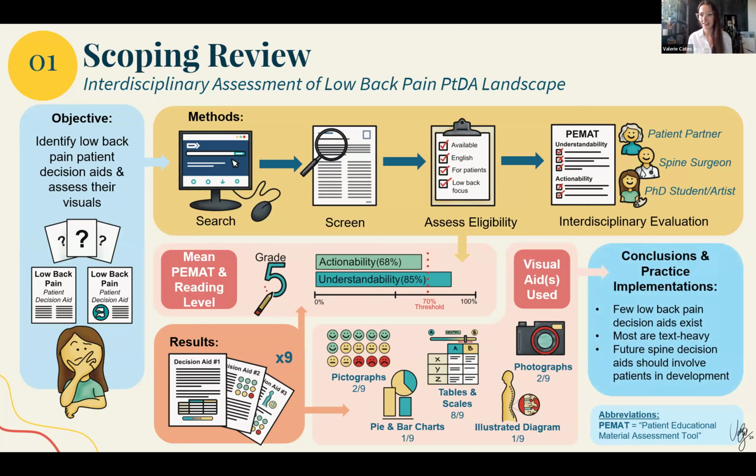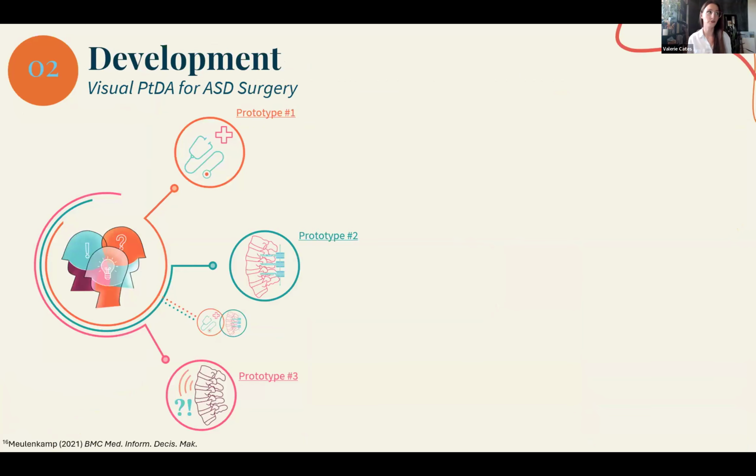And so some of our takeaways as co-authors is that there weren't really many tools out there for this condition. Most decision aids are text heavy, and we advise that patients really be involved in the development of tools like this. So that brings me to my next aim here, which is developing one.